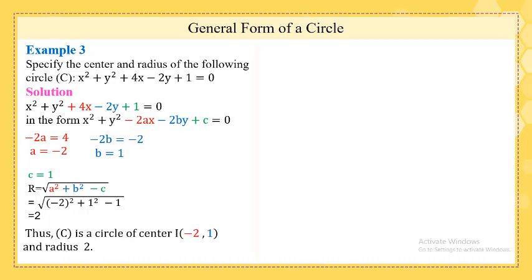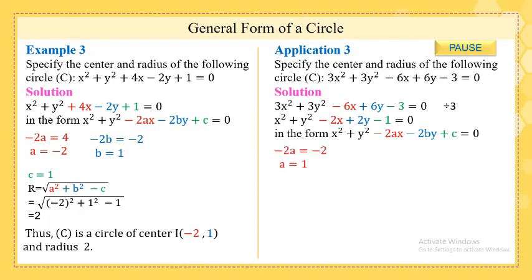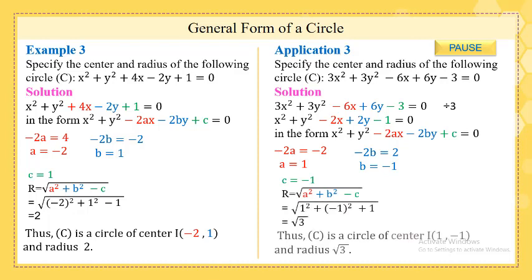As an application, specify the center and radius of the following circle C of given equation. Don't forget to pause the video and work the question out individually before revealing the solution. Following the same steps as the example, we know that minus 2a is equal to minus 2, then a is equal to 1, b will be equal to minus 1, and c is equal to minus 1 too. R will be equal to radical 3. Then, the coordinates of the center are 1, minus 1, and the radius is radical 3.